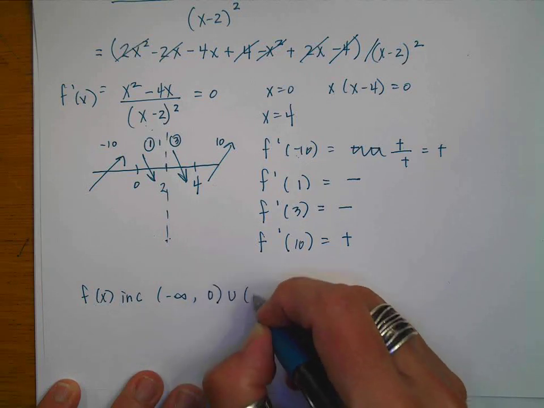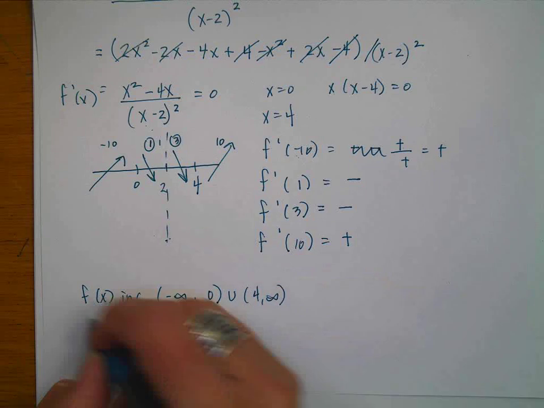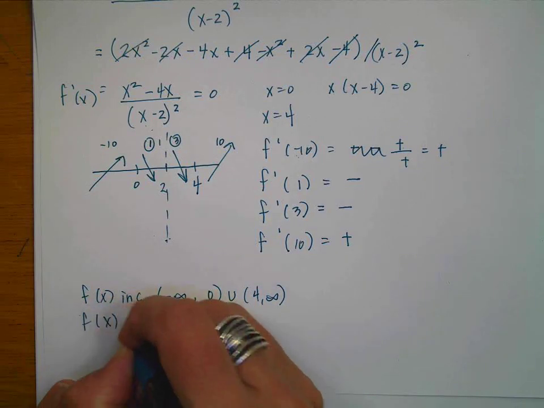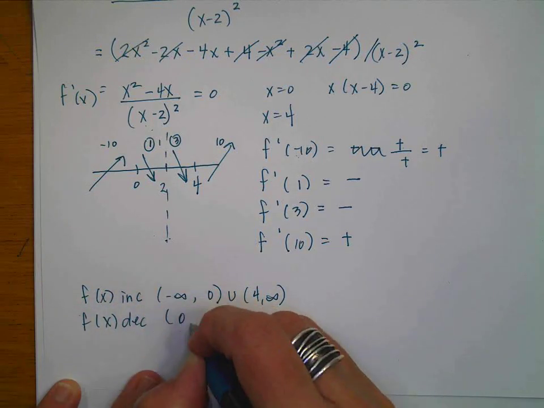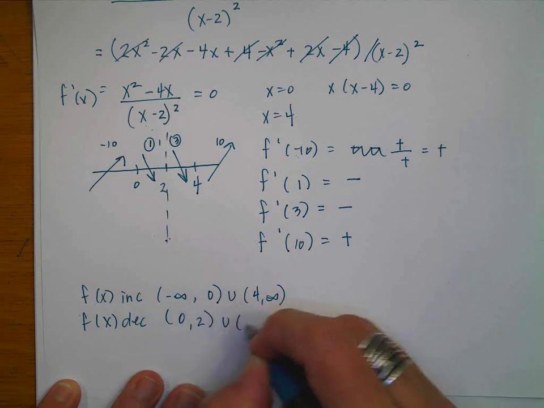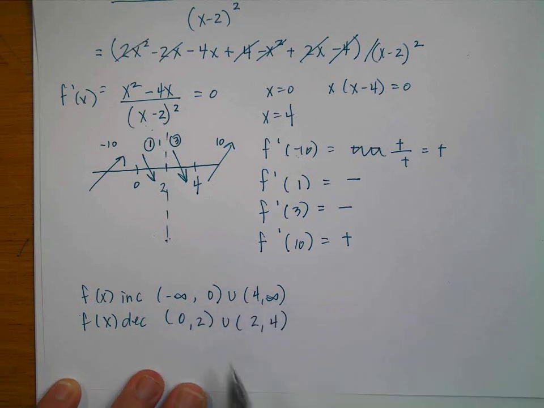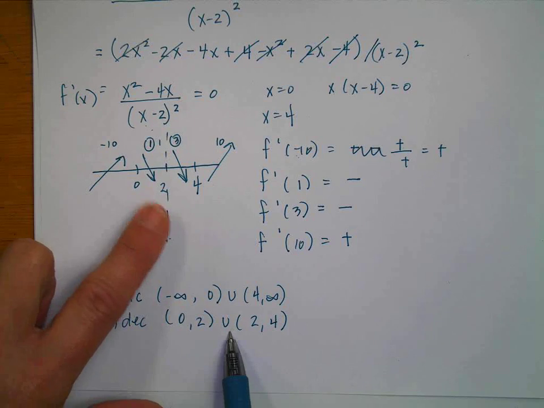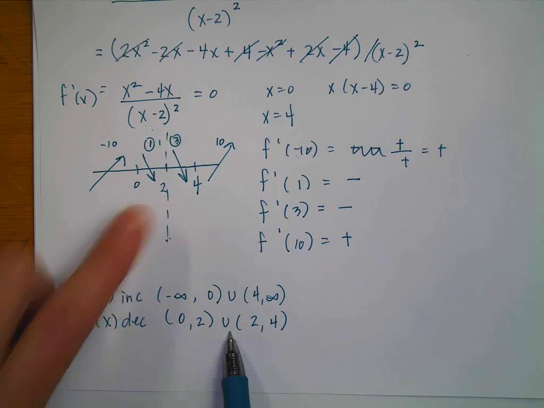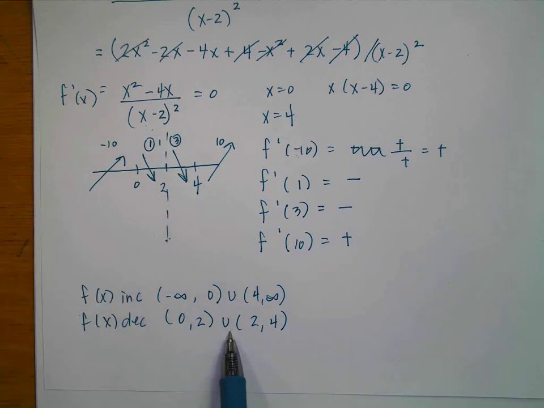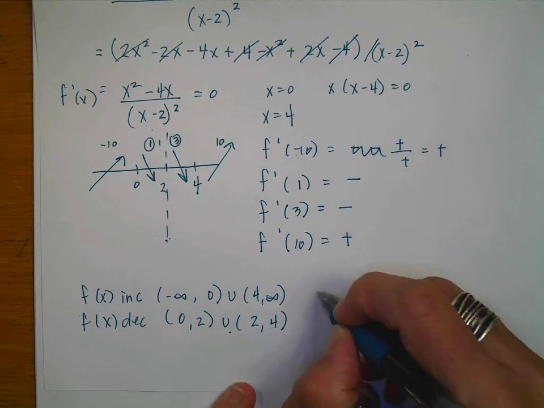And then it is increasing from 4 to positive infinity. F of x is decreasing from 0 to 2, and then again from 2 to 4. I have to have a break in here because of the vertical asymptote. So if there hadn't been an asymptote, I could have just written one thing.